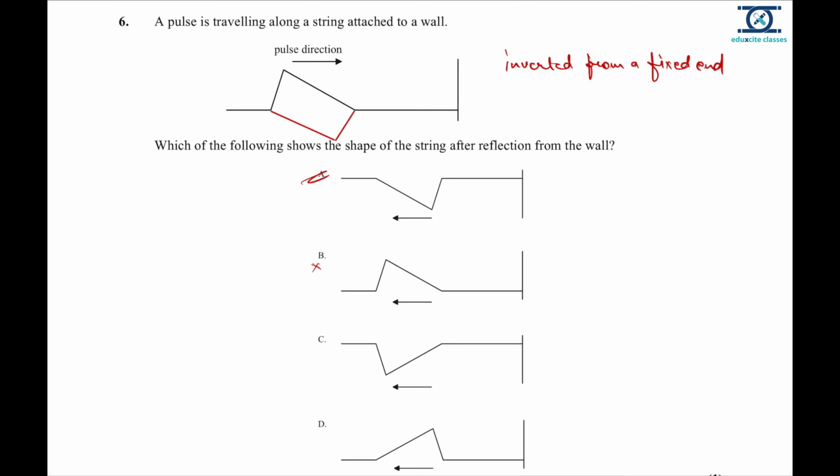Otherwise, you can see this part is reflecting first, so it will be away from the wall after reflection, and this part is coming later, so it will be here. Or you can just draw a parallel line meeting the pattern.